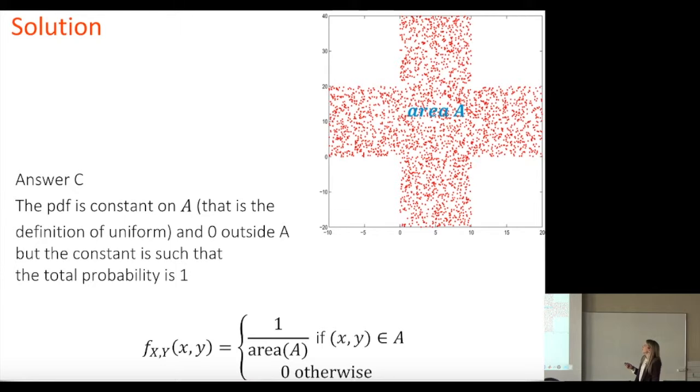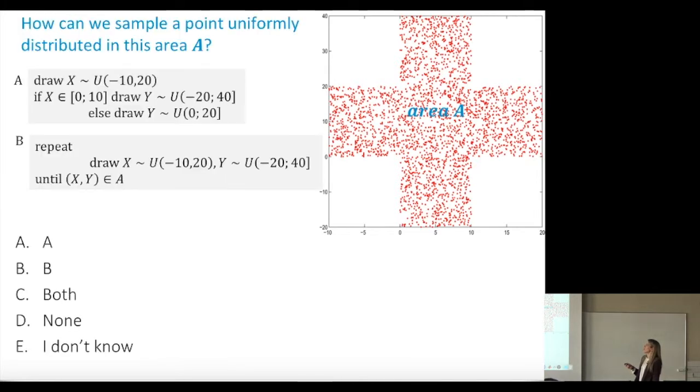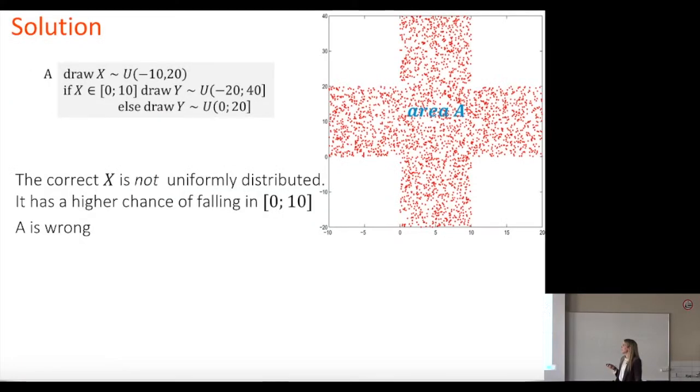Let's move on. Again, another question. How can we sample a point uniformly distributed in this area A? First, draw x from the uniform distribution between -10 and 20, and then draw y: if x is between 0 and 10, draw y from the uniform distribution between -20 and 40. Otherwise, from the uniform distribution between 0 and 20.